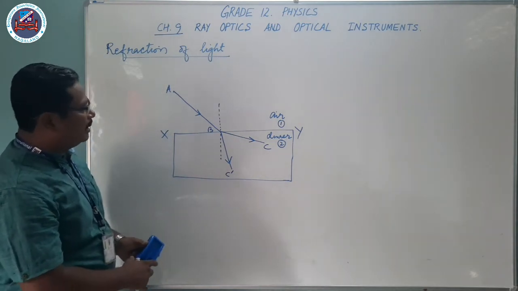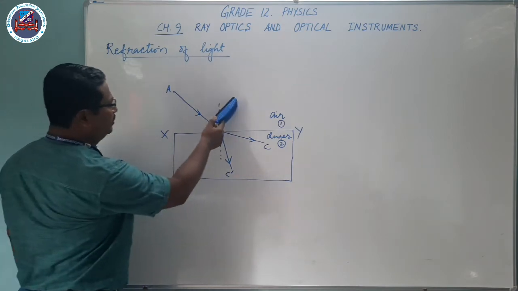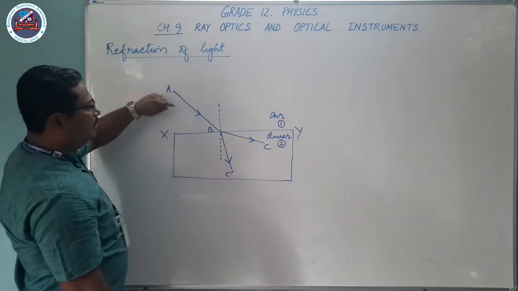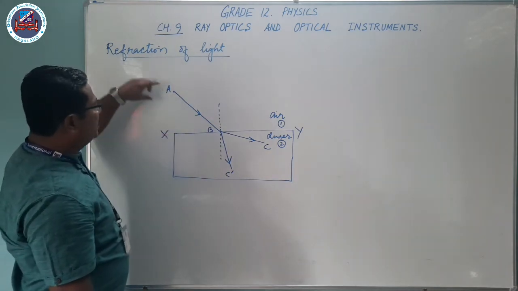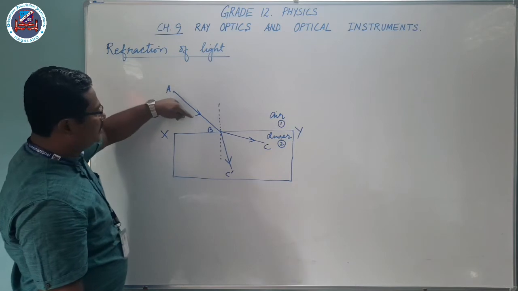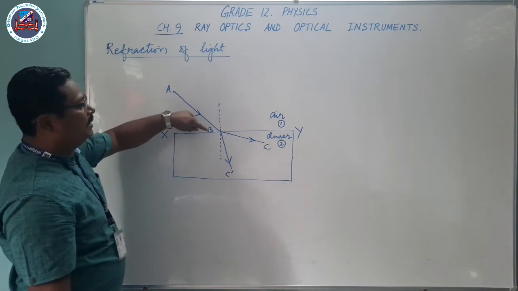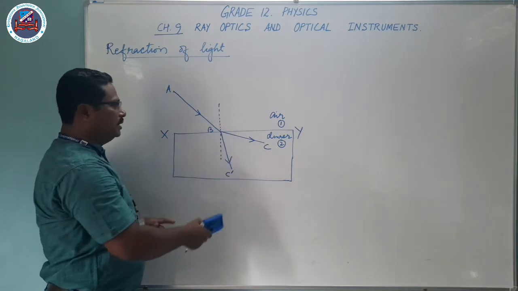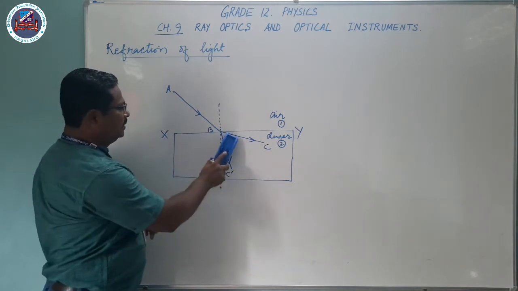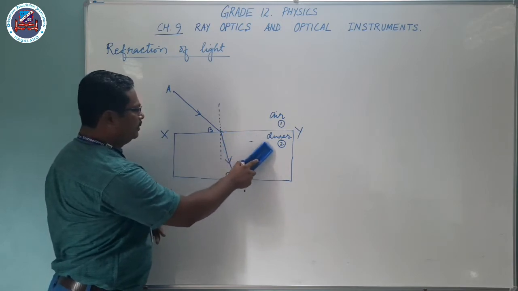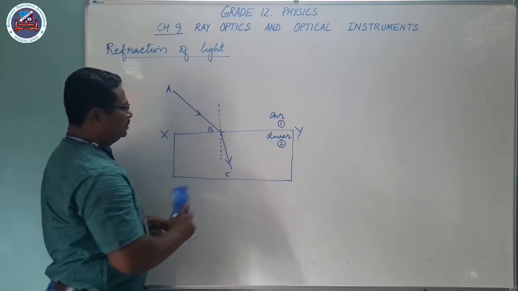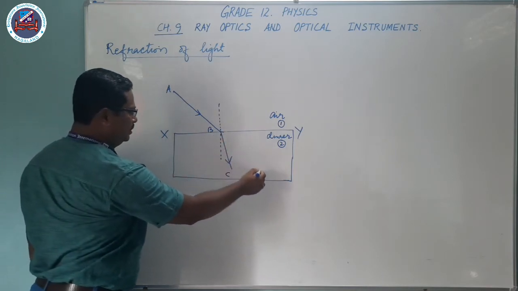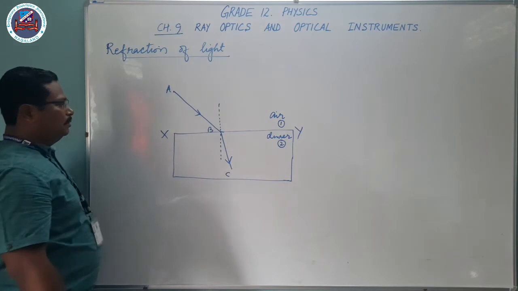Now let us see what happens when light passes from rare medium to denser medium. When light travels from rare medium to denser medium, initially it was coming with high speed because it's rare medium, the speed of light is more. Suddenly, when it enters glass, the speed falls down. So if it falls down, then you should know that it will bend towards the normal. So it will bend this way. It will come towards the normal. Instead of going straight, it will go towards the normal.